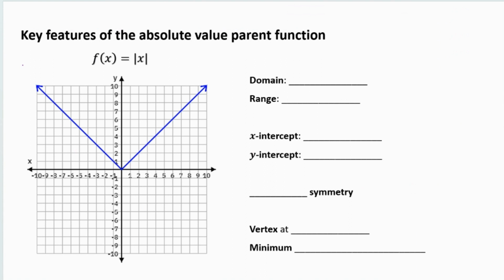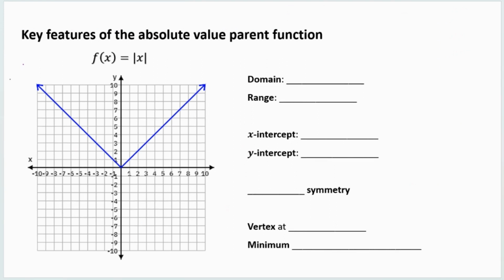Now let's discuss the key features of the absolute value parent function. The absolute value parent function is f of x equals the absolute value of x. It will be very similar to the quadratic parent function. Notice that it does include all values of x, so we're going to say that the domain goes from negative infinity to positive infinity. The range, well, the lowest y value is going to be here at 0. So the range is going to start off at 0, and then it goes up from there to positive infinity.